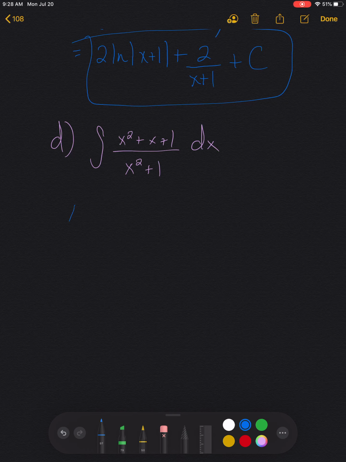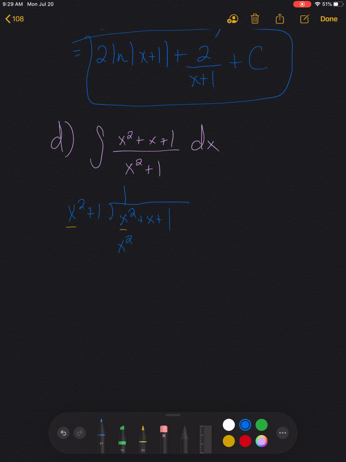Instead, what we're going to do is actually perform the division of x squared plus 1 into x squared plus x plus 1. So this is that long division process. This doesn't divide evenly, but we're going to end up with a quotient and some remainder. So recall the way this process works. We're going to divide the lead terms. X squared goes into x squared once.